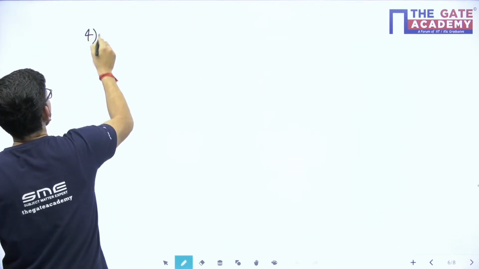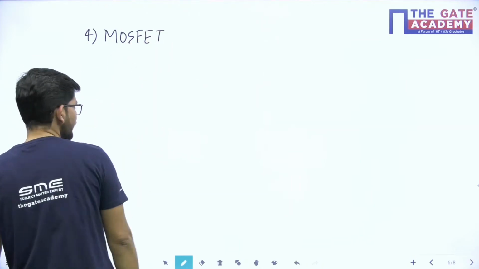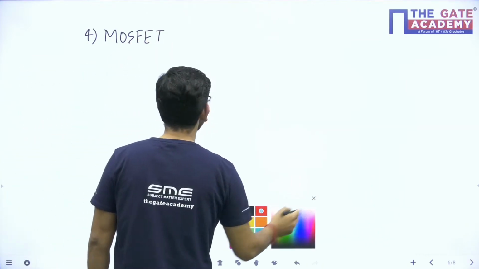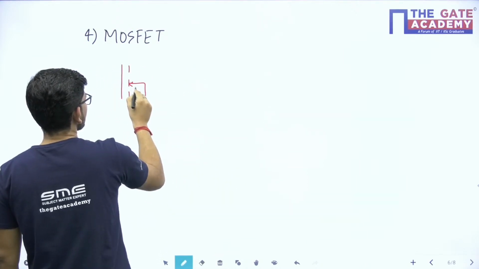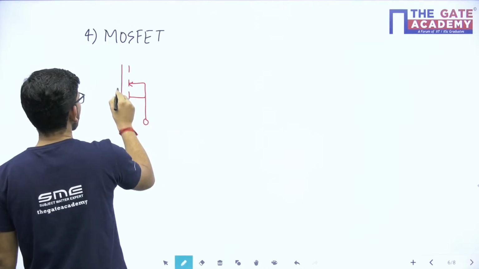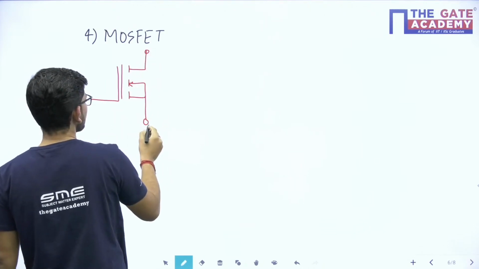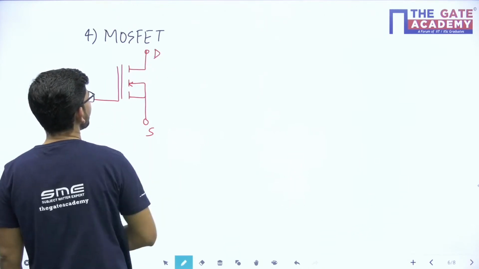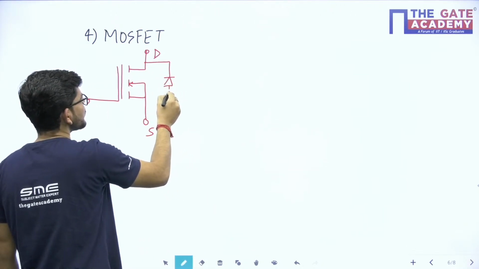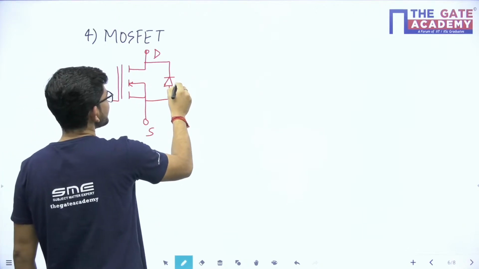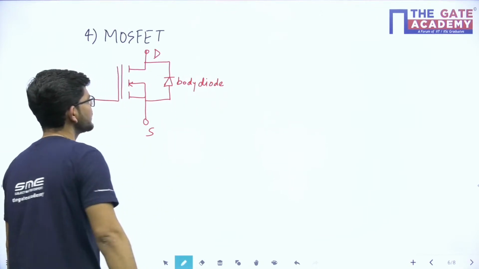So let's talk about the next switch, a very important switch, MOSFET, metal oxide semiconductor field effect transistor. So the circuit symbol of MOSFET is this. It also has 3 terminals. This is source and this is drain. And a MOSFET has an inbuilt body diode. Don't forget this. It has an inbuilt body diode.